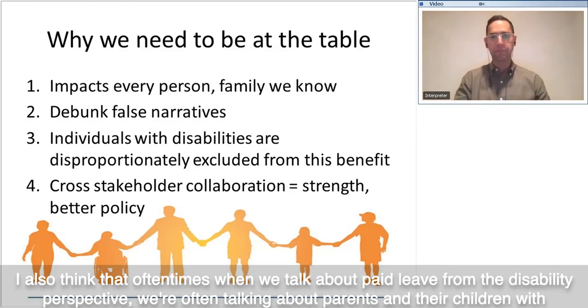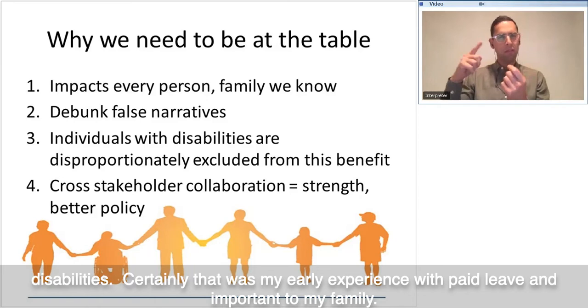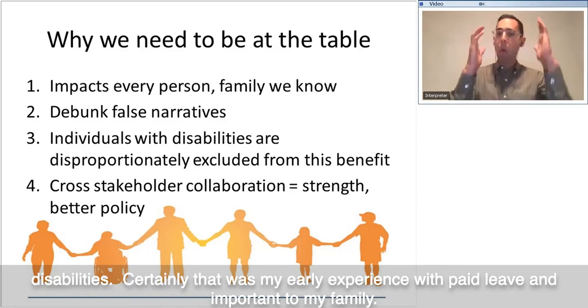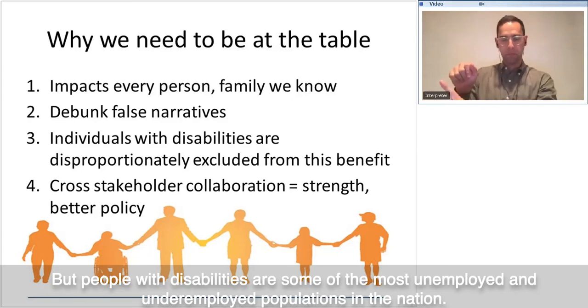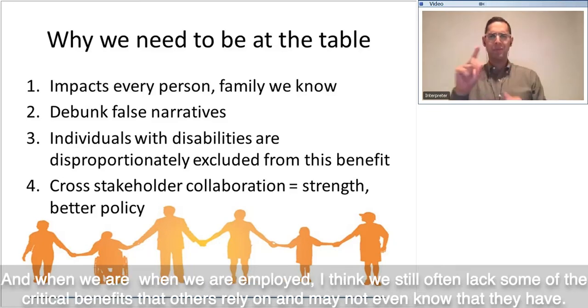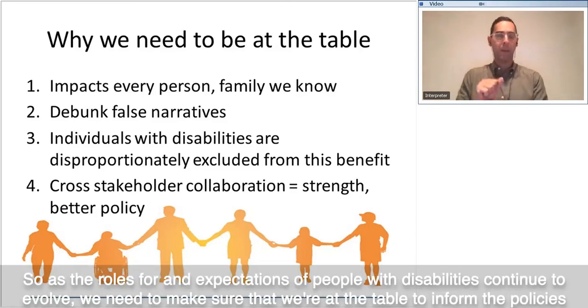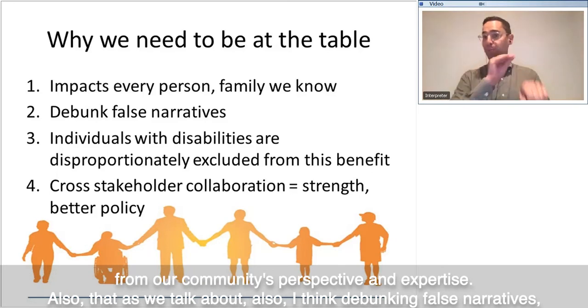I also think that oftentimes when we talk about paid leave from the disability perspective, we're often talking about parents and their children with disabilities. Certainly that was my early experience with paid leave and important to my family. But people with disabilities are some of the most unemployed and underemployed populations in the nation. And when we are employed, I think we still often lack some of the critical benefits that others rely on and may not even know that they have. So as the rules for and expectations of people with disabilities continue to evolve, we need to make sure that we're at the table to inform the policies from our community's perspective and expertise.